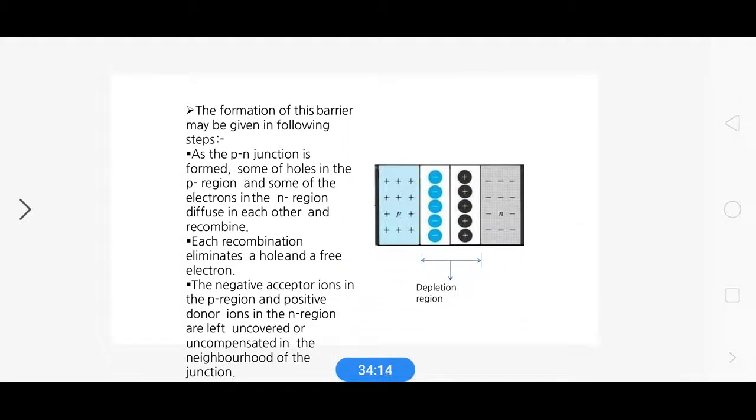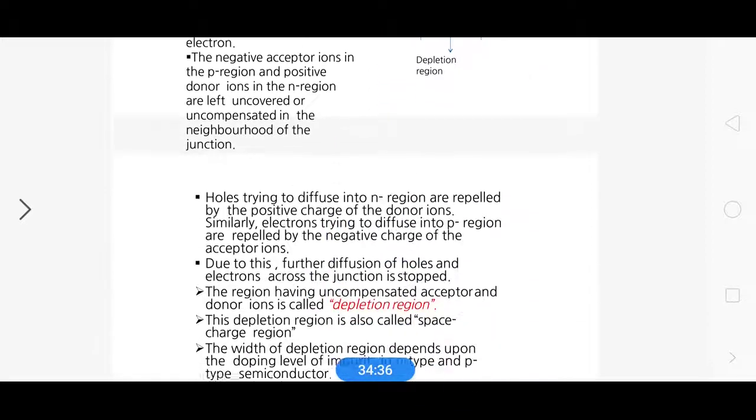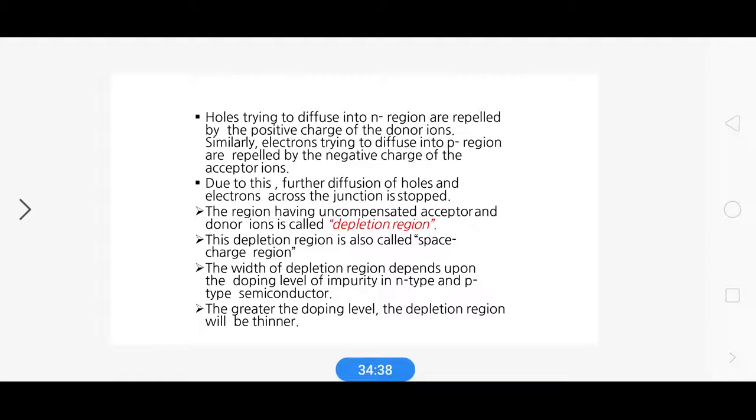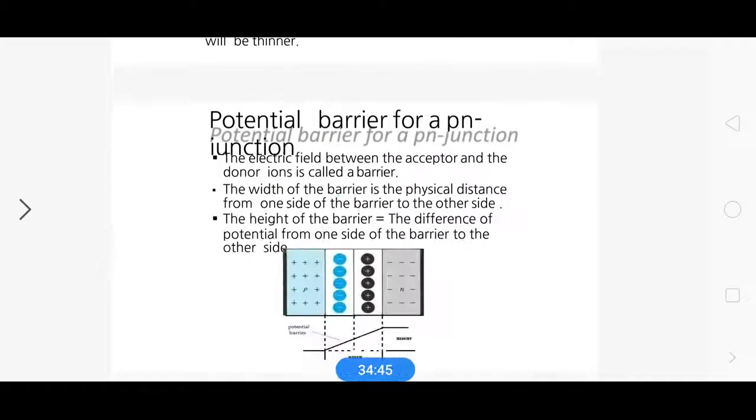And the width of the potential barrier depends on the doping level. If the doping level is high, then the width of the depletion layer is very narrow, and if the doping level is less, the depletion layer width is wider. So this is the formation of depletion layer we already discussed.